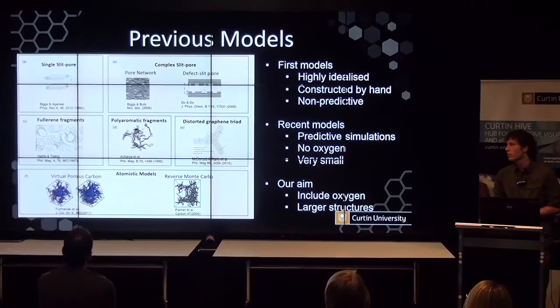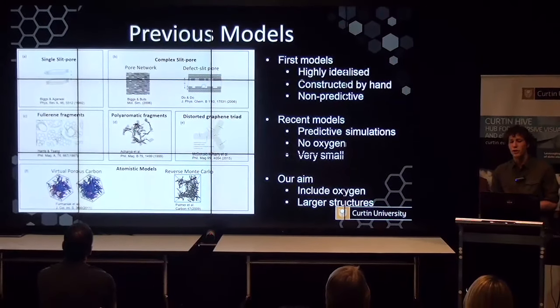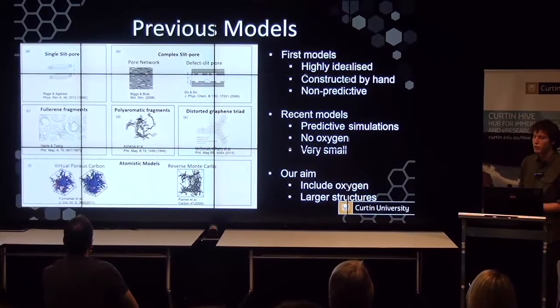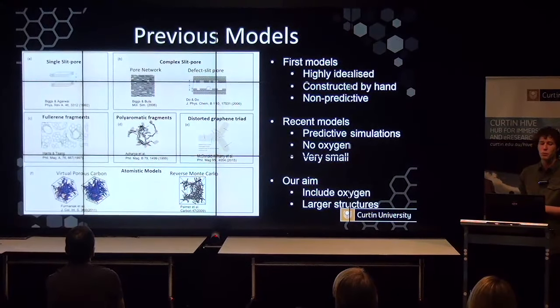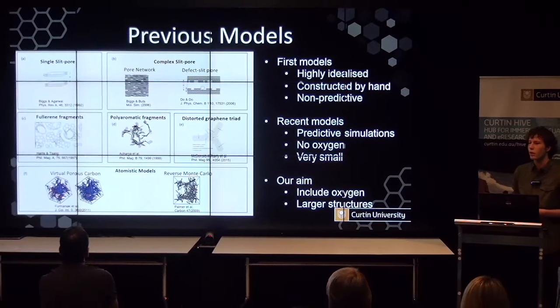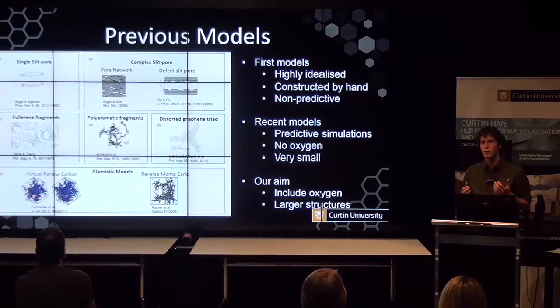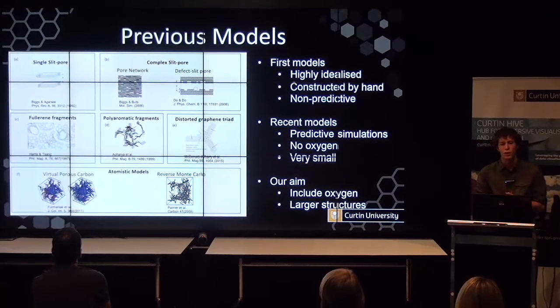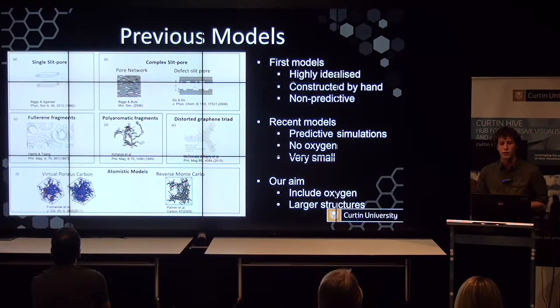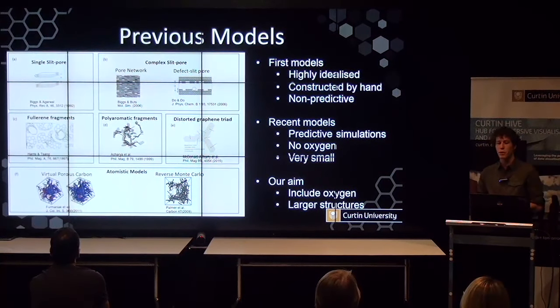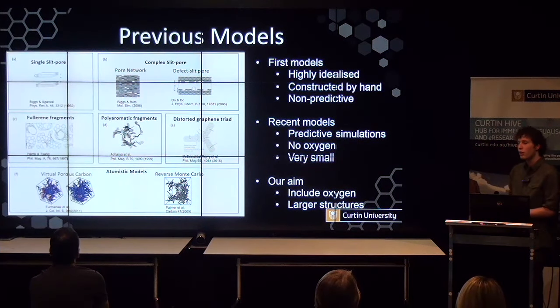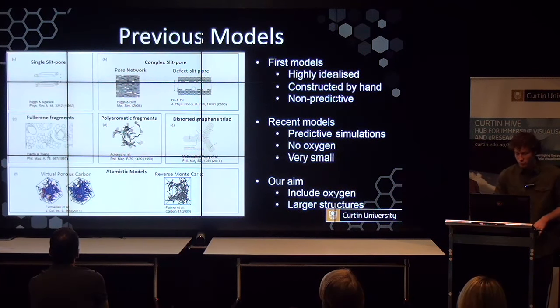More recent models, with computational power increasing, can do predictive simulations, but these ones completed previously were generally small, so the size of your simulation affects how big of a pore you can have inside of it. So if your simulation is too small, it limits the amount of different porosity you can find. And also, previous simulations didn't include oxygen. So my aim was to simulate these larger structures, which allows for larger pores, and also to include oxygen.